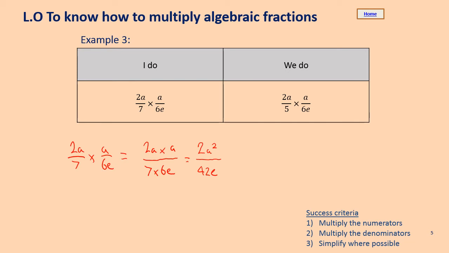These two share a common factor, which is 2. So if I divide top and bottom by 2 on this one, dividing both by 2, that's going to give me 1a squared, or just a squared on the top, and 21e on the bottom. And this is my final solution, a squared over 21e. So please copy down this solution here and then have a go at the we do for me, and we'll go through that in a moment.